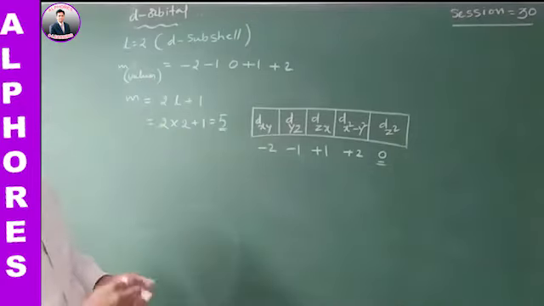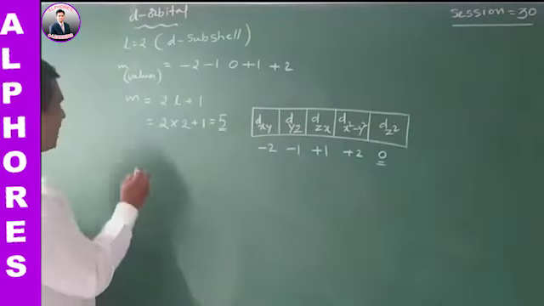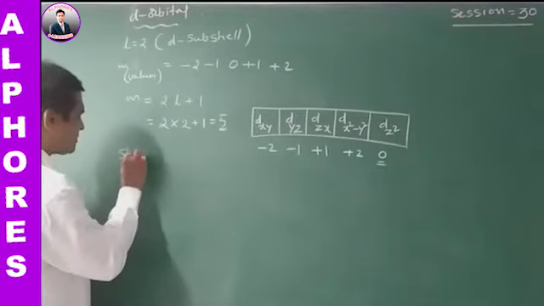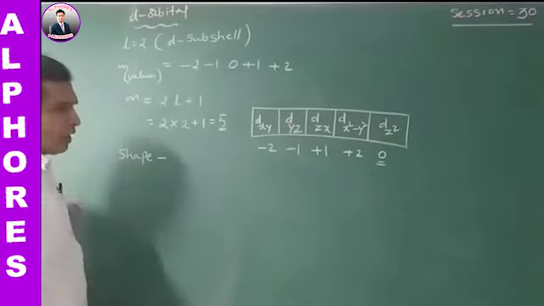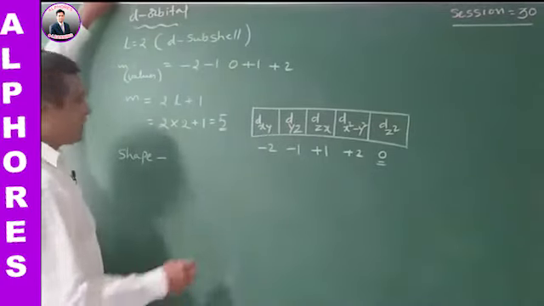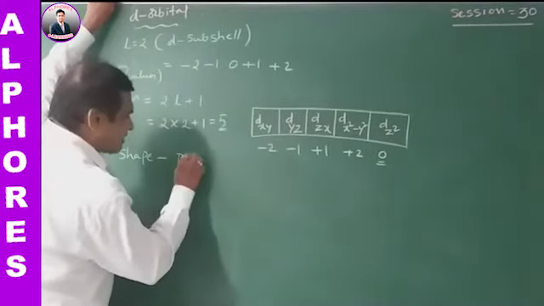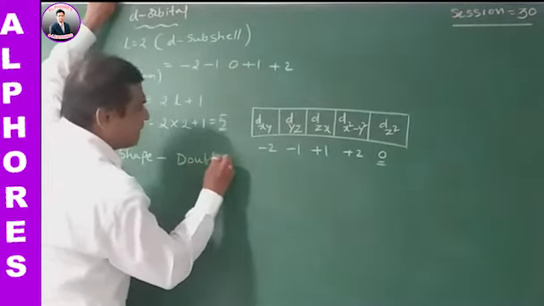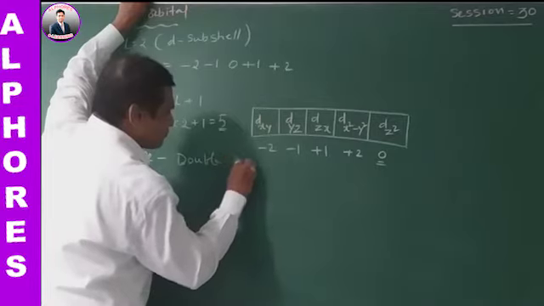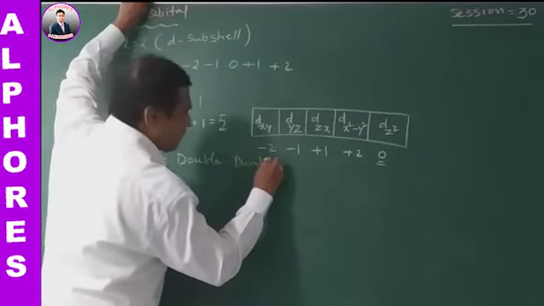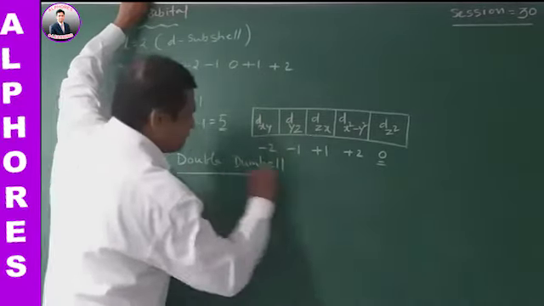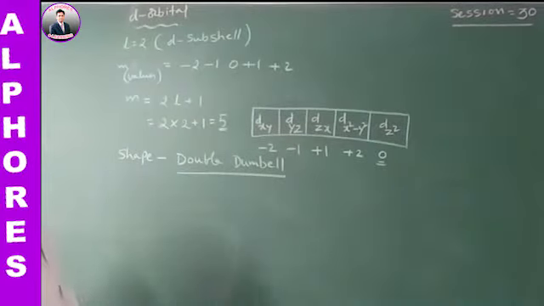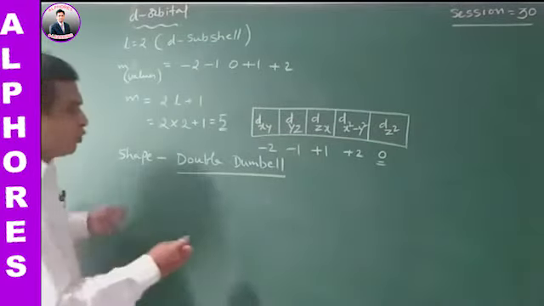Now coming to the shape of the d orbital. The shape of the d orbital is a double dumbbell structure. That means it has 2 dumbbells.